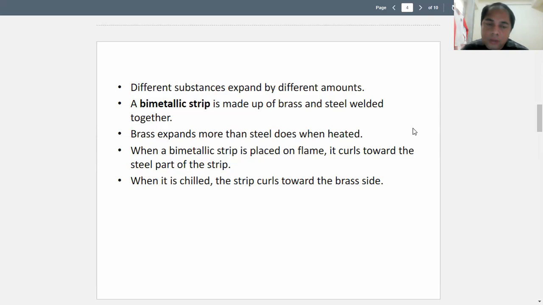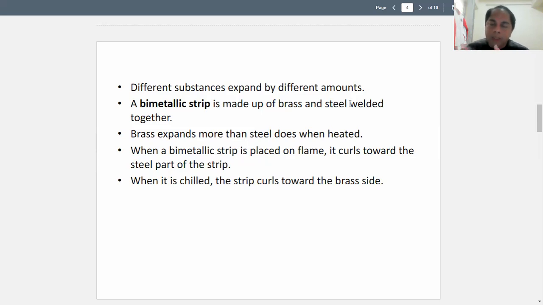A bimetallic strip is made up of two different metals. A brass, again, is an alloy. It's a mixture, I guess, of copper and zinc when you mix it up. Now, steel is a mixture of iron and other metals. So both brass and steel are alloys. Alloys are simply a mixture of two metals together at different ratios.